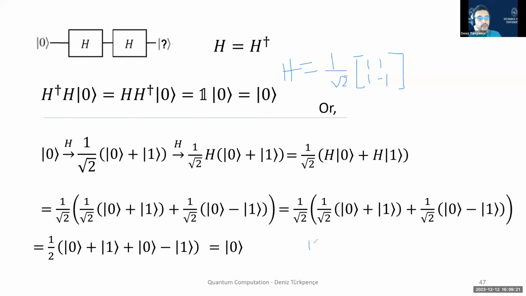So if you act this on the zero cat state, what you will obtain is simply this one. So the 1/√2 is coming from the Hadamard operation, okay? And if you apply it two times, it will come, that's the reason.